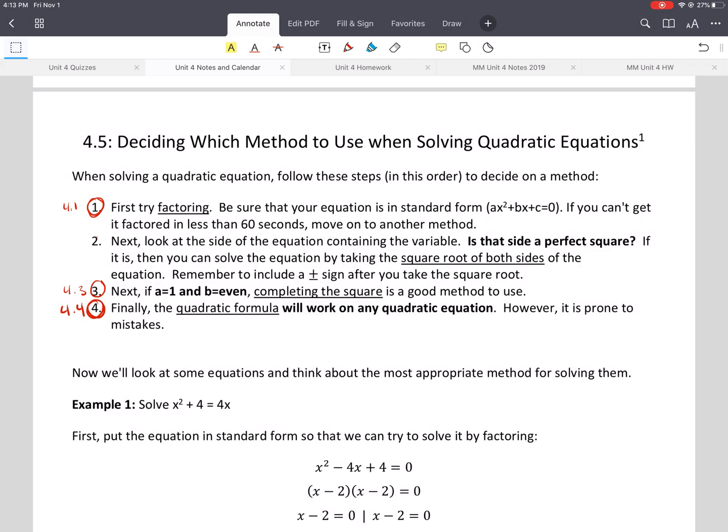Anyways, when you're given a problem, you should probably do it in this order. First, try and see if you can factor. If you can factor, it may be your fastest way, especially if a equals 1. Factoring is fairly quick. You can use the shortcut and you're good to go.